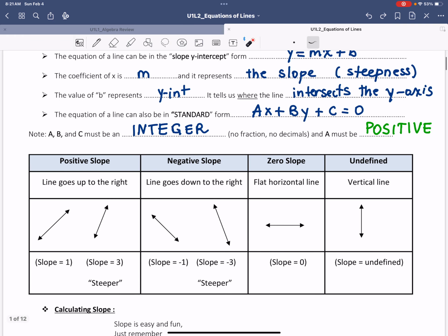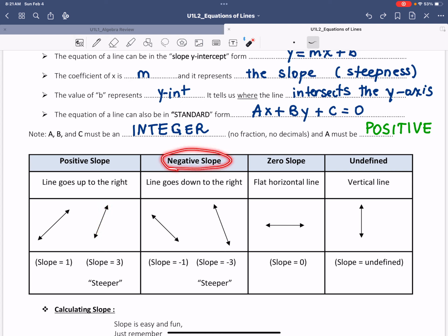Now, here are the graphs of some of the lines we have drawn in grade 9. A line with a positive slope will go up as you trace the line from the left to the right, just like when you read a book. Now, this line in here, the second line, is steeper than the first line, which means that the second line will have a greater slope than the first one.